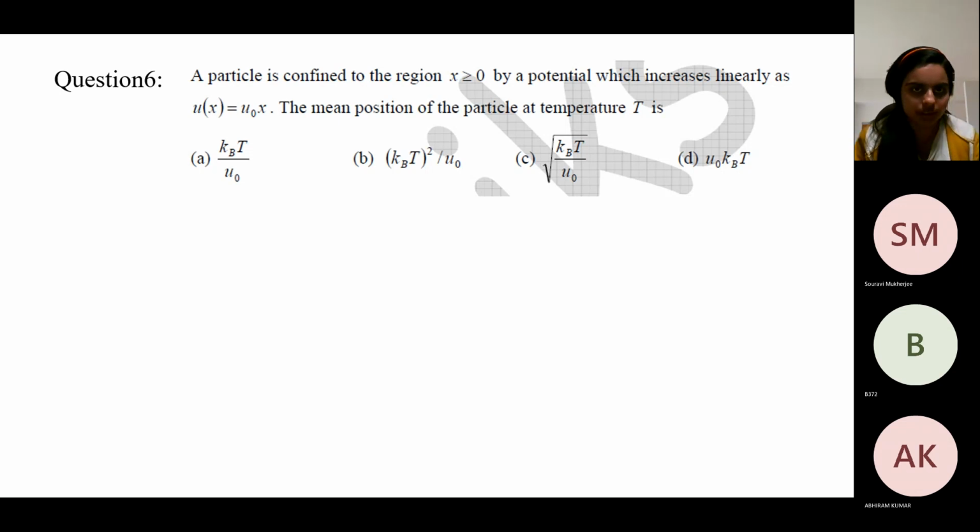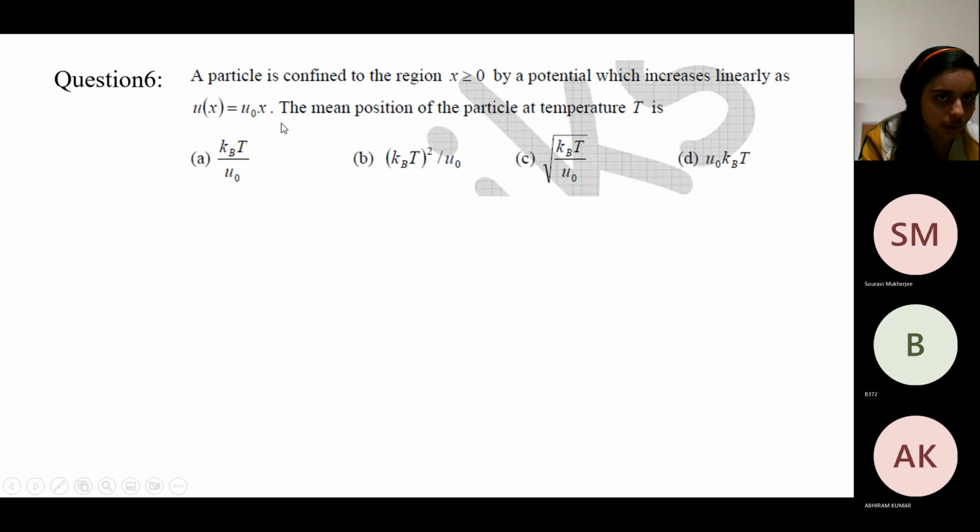Think of the concept. When you are finding moments, suppose you have to find the mean of x square. How do you do it? It would be x square p(x) dx. If it is x cube, it would be x cube p(x) dx. That's how you find the expectation value of any observable quantity, right? So the question here is to find the mean position. So you have to find integration of x p(x) dx.